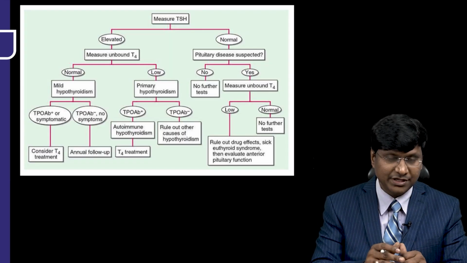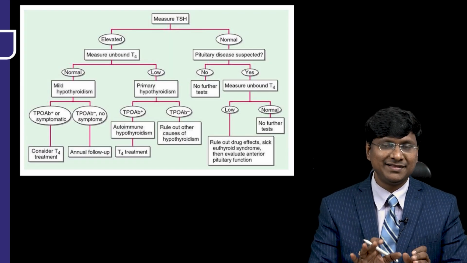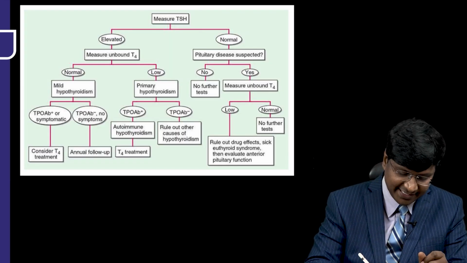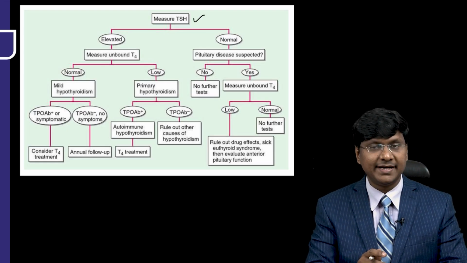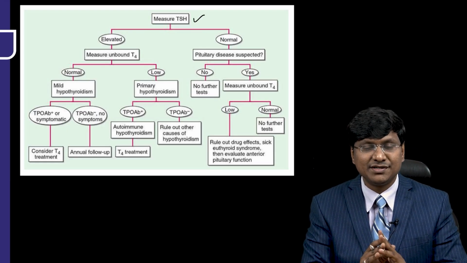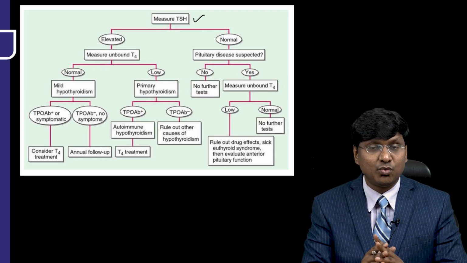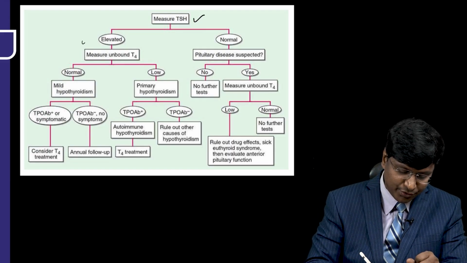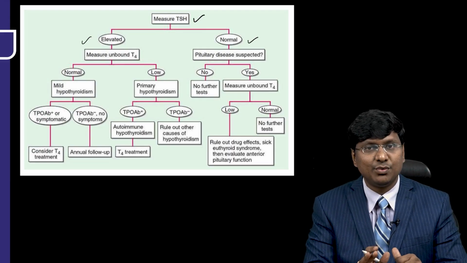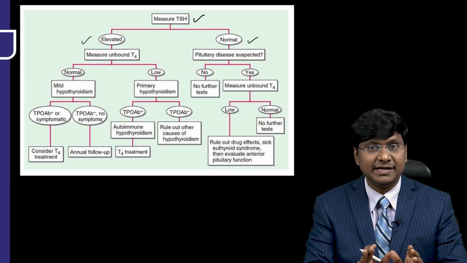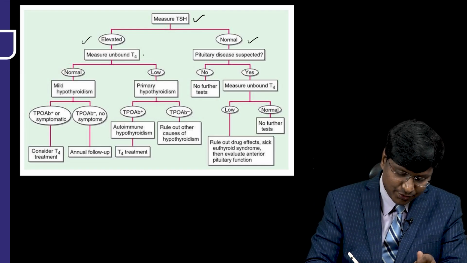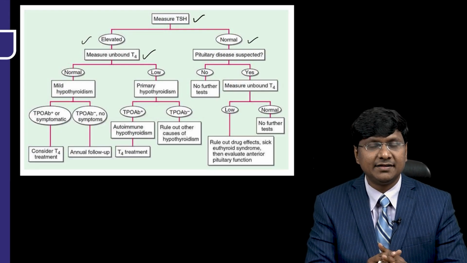So this is how you need to evaluate for hypothyroidism, and this is a table which is directly given in Harrison. First and foremost, you need to measure the thyroid stimulating hormone. Once you measure the TSH, you need to check whether it is elevated or normal. If the TSH levels are elevated, then you need to immediately check the unbound T4, which is nothing but the free T4.